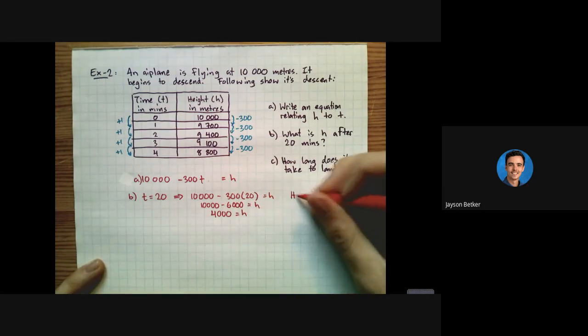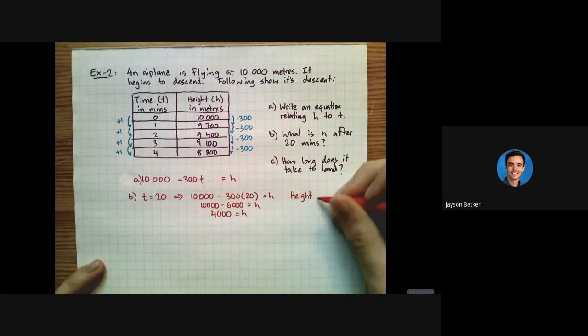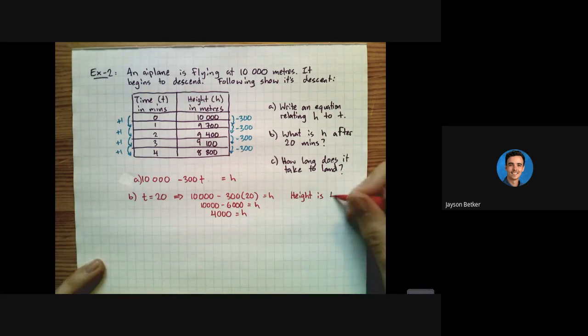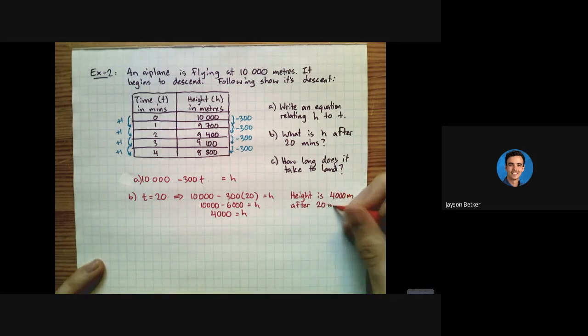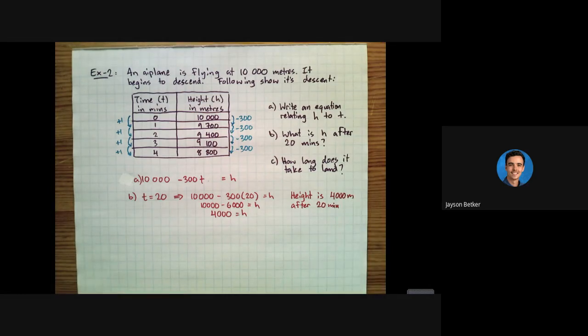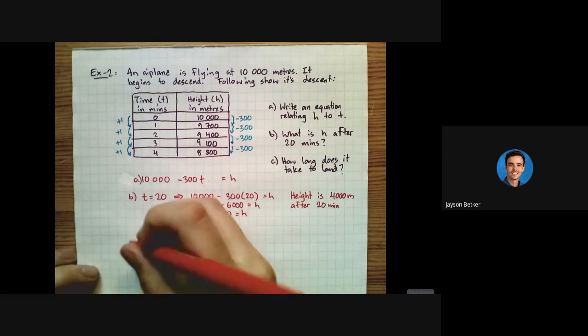So height is 4,000 meters after 20 minutes. So it's not descending very fast at all, but that's okay. All right, let's go with C now.